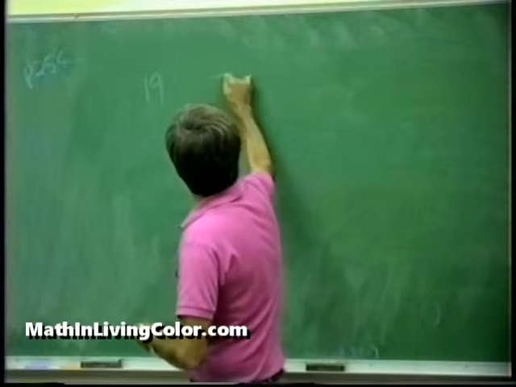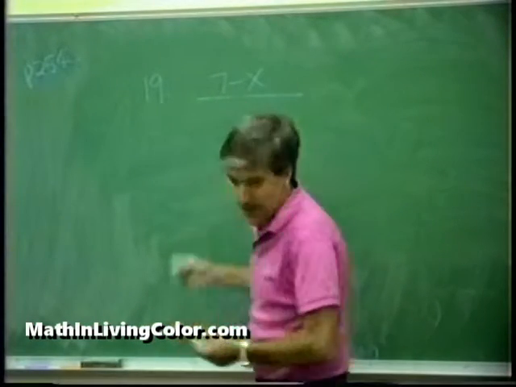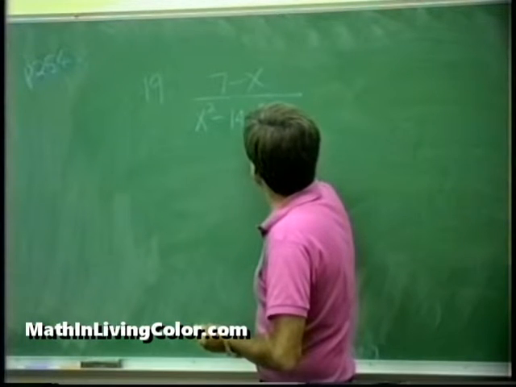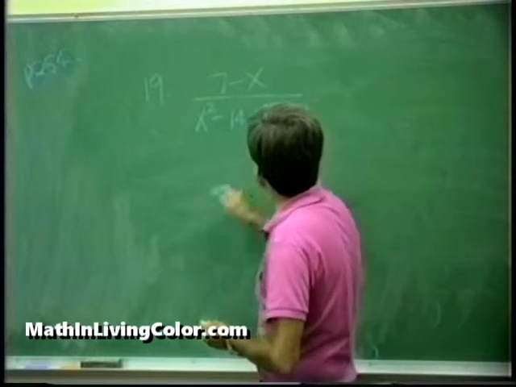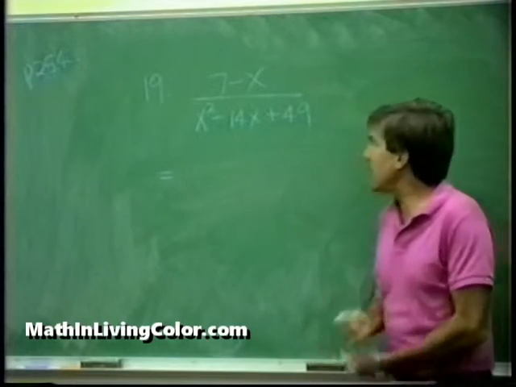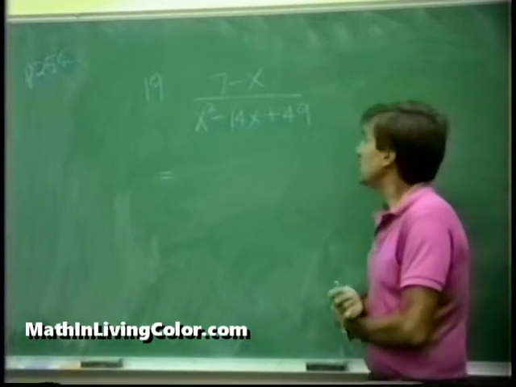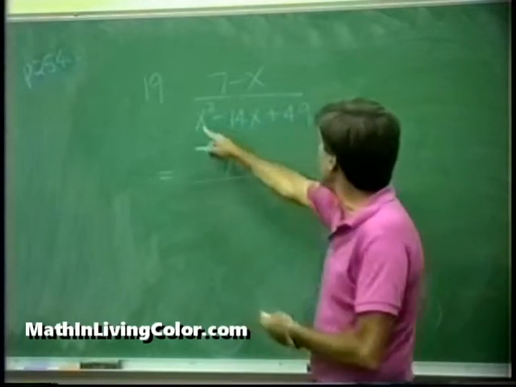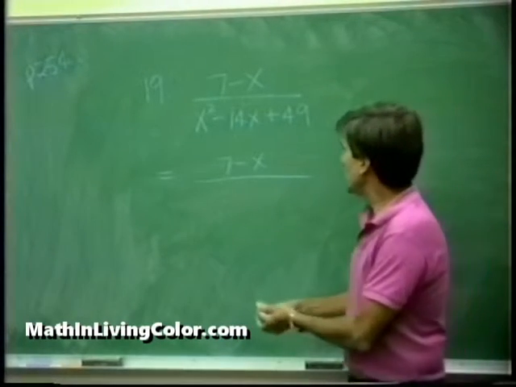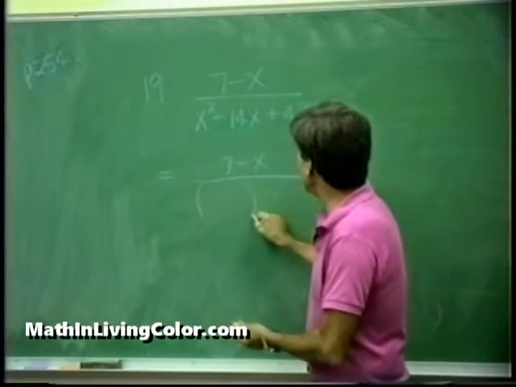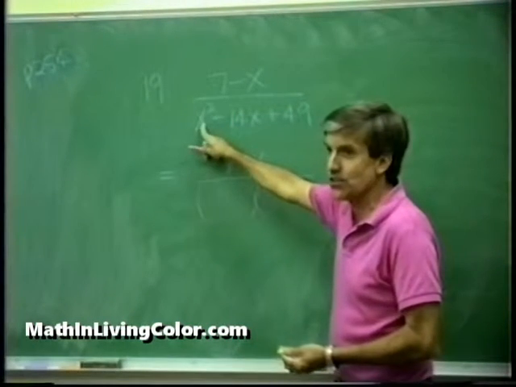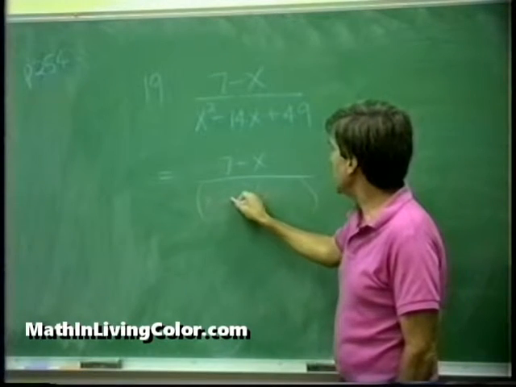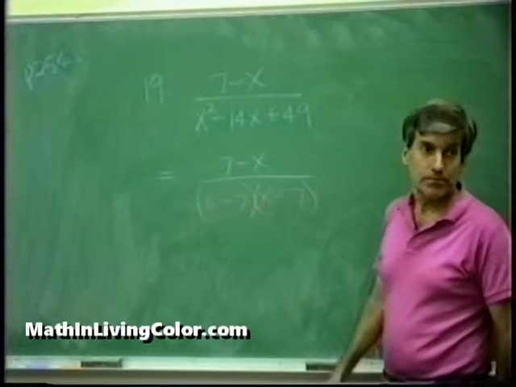Number 19 says 7 minus x divided by x squared minus 14x plus 49. Can you factor the denominator? Yes. Right, let's keep the numerator just like it is, 7 minus x. What is the denominator? Factor it into a product of binomials, x minus 7, x minus 7, right?